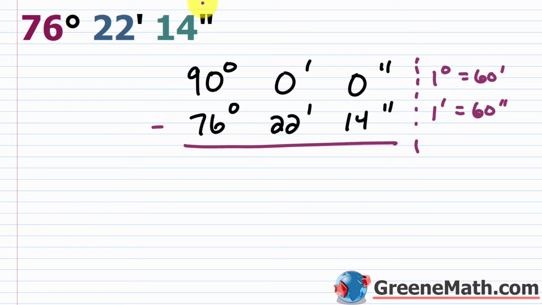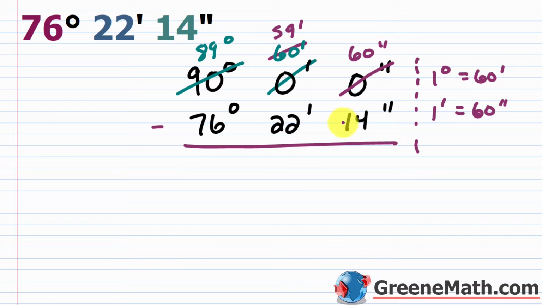Okay, so I'm just going to go through and borrow. I think we know how to do this at this point. So this, I'm going to take a degree away. So this will be 89 degrees. That 1 degree is 60 minutes. So I'm going to basically cross this out and put this as 60 minutes. And I'm going to need to borrow again. So let's cross this out and take 1 minute away. So now I have 59 minutes there. And with that 1 minute, I'm going to convert that into 60 seconds. So I'm just going to cross this out and say this is 60 seconds.